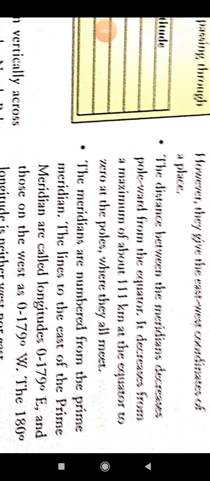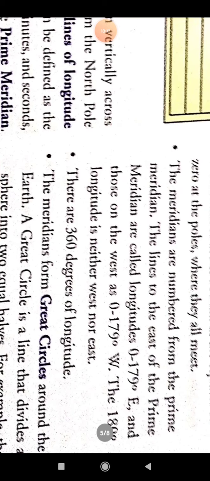ओके, जैसे जैसे हम पोलर साइड जाते हैं वहाँ पर उनकी जो डिस्टेंस है वो कम होती जाती है. And it decreases from a maximum of about 111 kilometers at the equator to 0. And the meridians are numbered from the prime meridian.